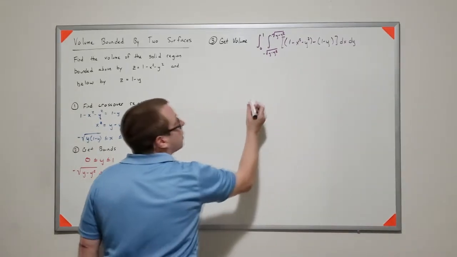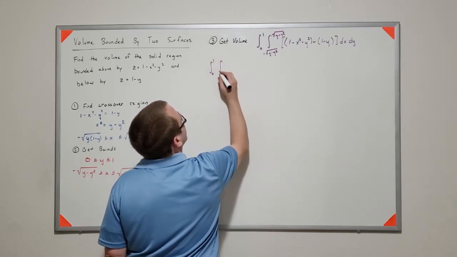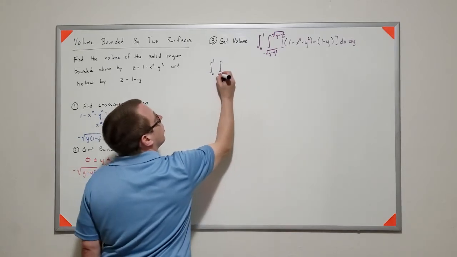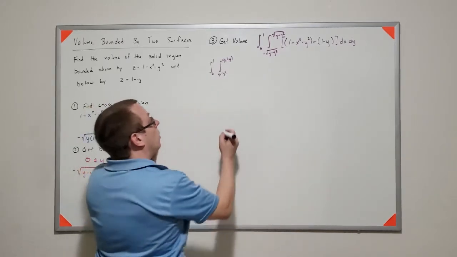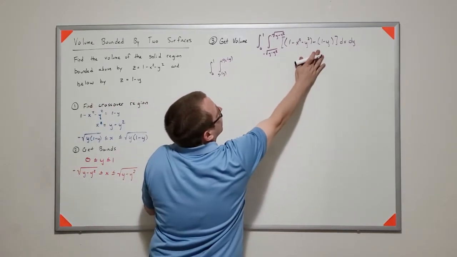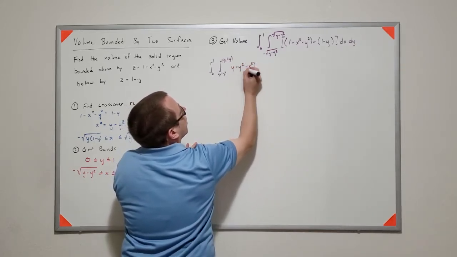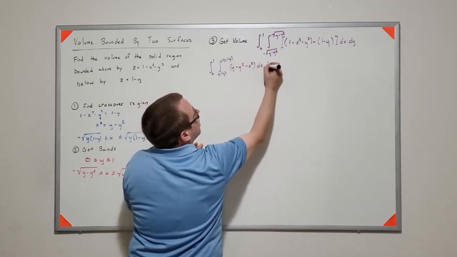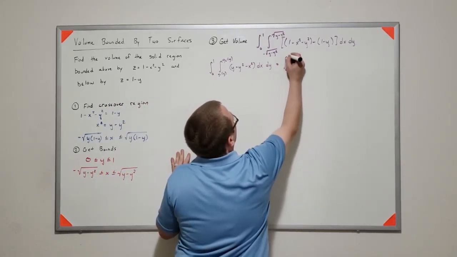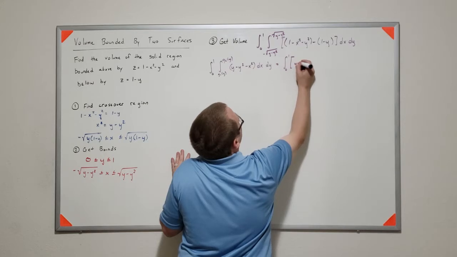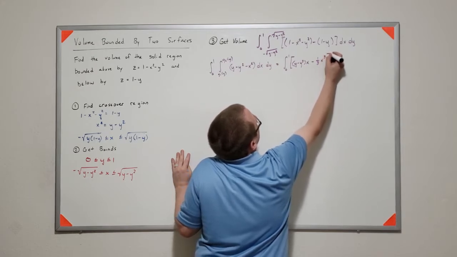So we can set this up and simplify. We get 0 to 1. I'm going to call these g1 of y and g2 of y because I don't want to keep writing that nasty thing there. And the ones cancel, so you end up with y minus y squared minus x squared dx dy. So when we integrate, we get 0 to 1, y minus y squared times x minus 1/3 x cubed.